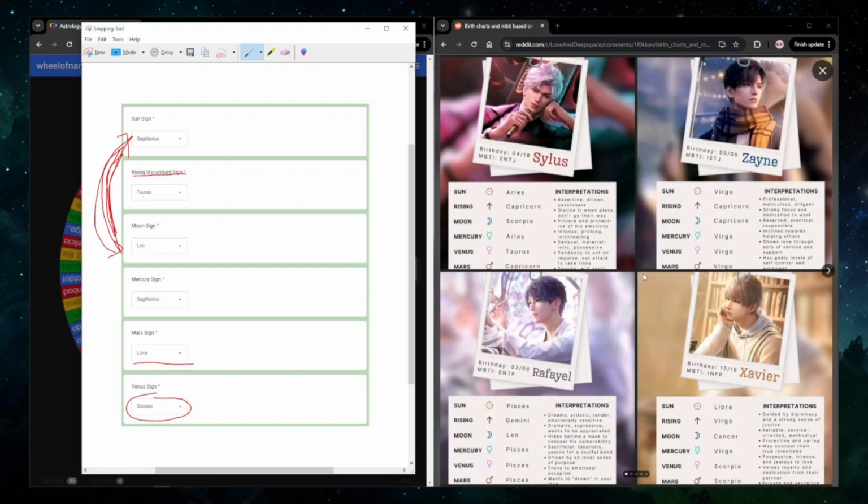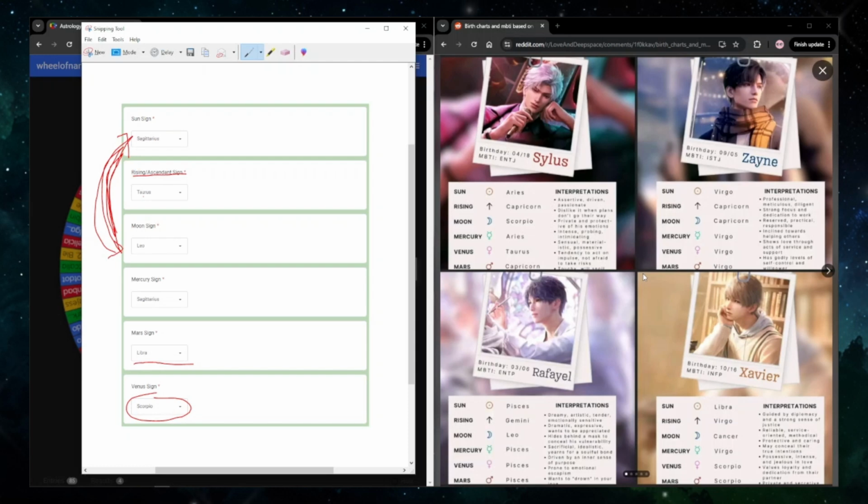Yeah, so least compatible, definitely Zane. Most compatible would be, who did I say earlier? I think I said that you would actually go well with Scorpio. Oh yeah, you would go well with Xavier. Yeah. So Xavier first, Silas, Raphael, then Zane. That is what I believe.